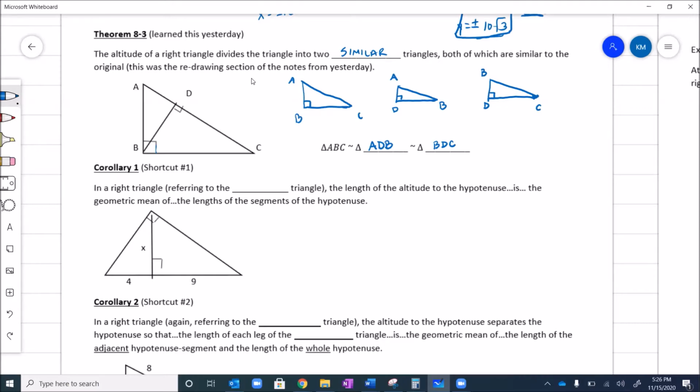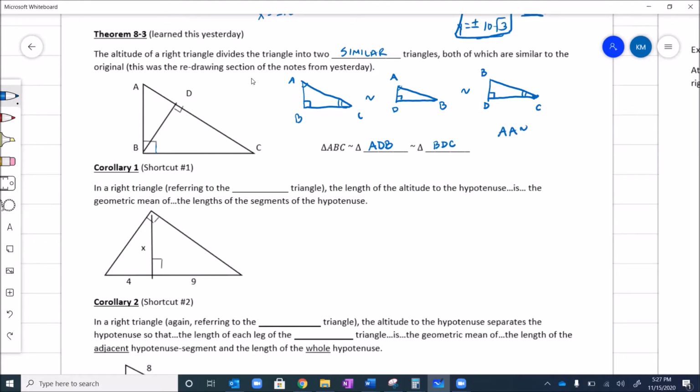We would notice that these triangles are all similar to each other by angle similarity. Our short and our original triangle have angle A and the right angle the same. Our medium and our original triangle have angle C and the right angle the same. So these are all similar by angle similarity, and these two are similar by the transitive property.